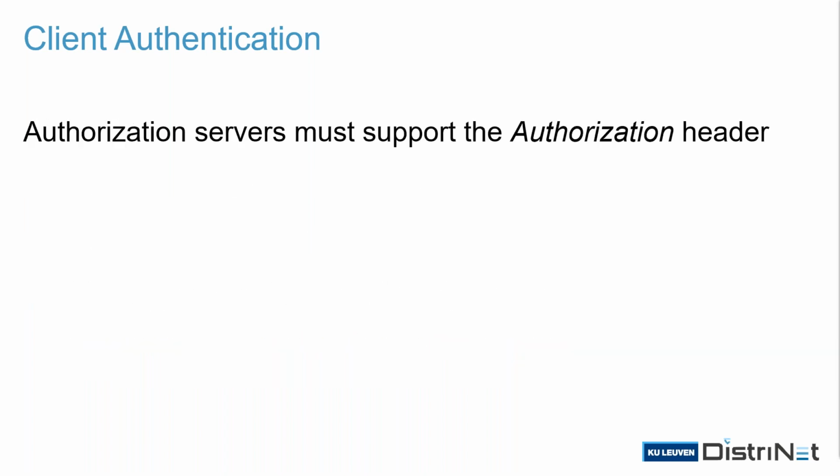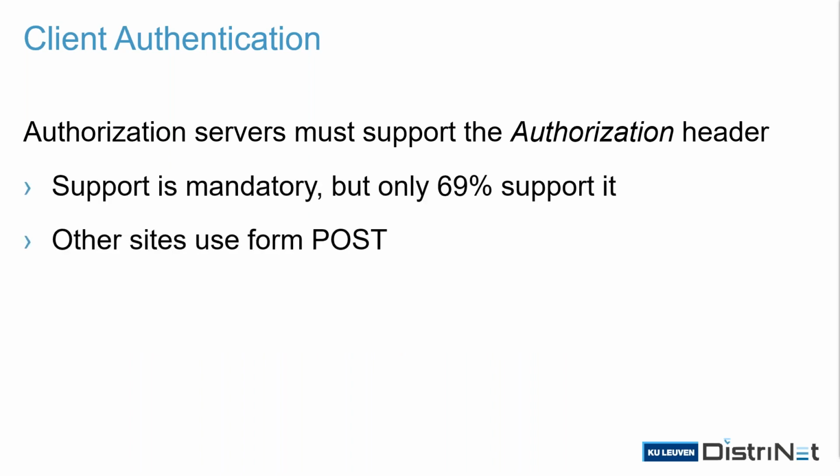If we look at how the client ID and client secrets are transmitted to the server, the OAuth specification recommends that it is sent via the authorization header, which is definitely the safest choice. But even though servers must support this header, only 69% of them actually do. So the other servers that don't support the authorization header require that the client secret is sent via a form post parameter, which is of course a little bit less secure.